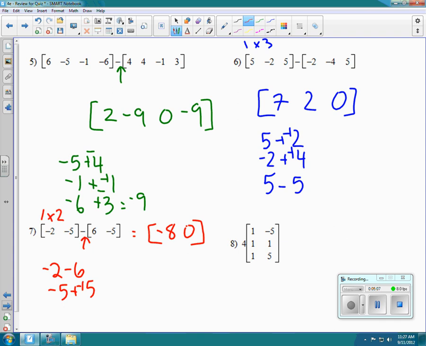For number 8, I'm going back to that scalar number and I'm multiplying it by an entire matrix. So I just multiply every single individual term by this. If I multiply 4 times 1, I get 4. 4 times negative 5 is negative 20. 4 times 1 is 4. 4 times 1 is 4. 4 times 1 is 4. 4 times 5 is positive 20.